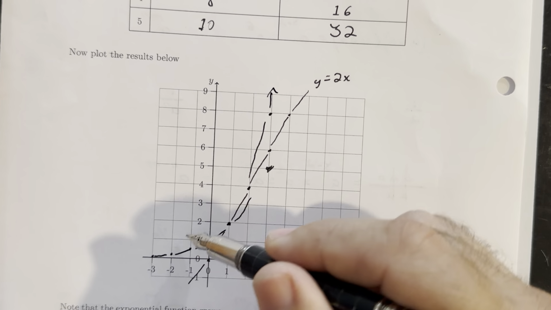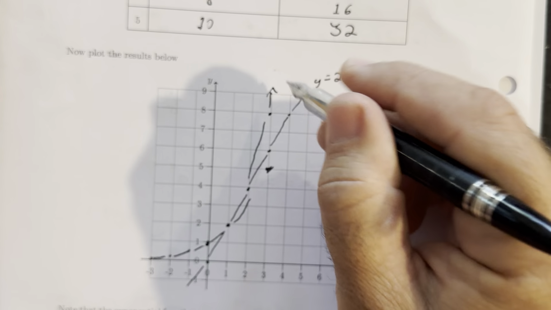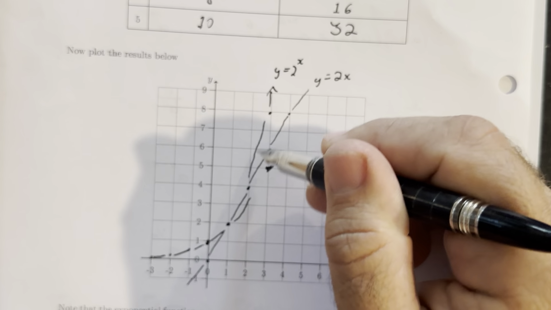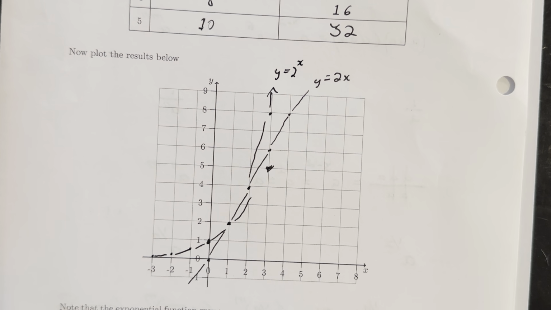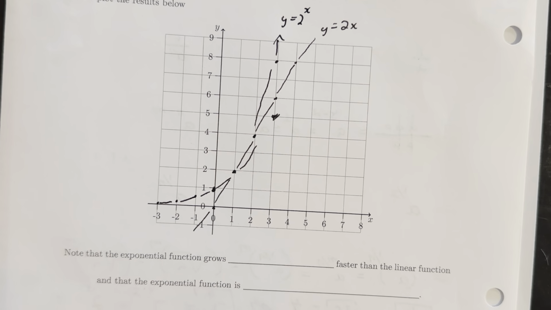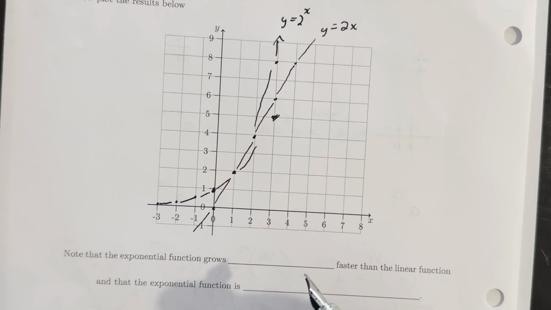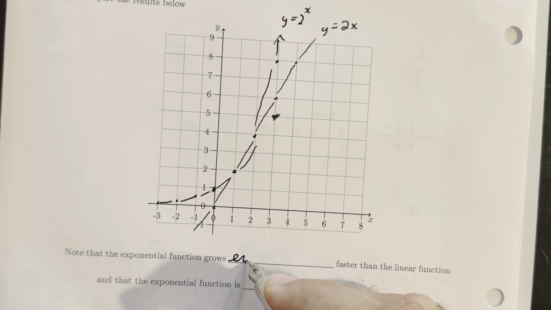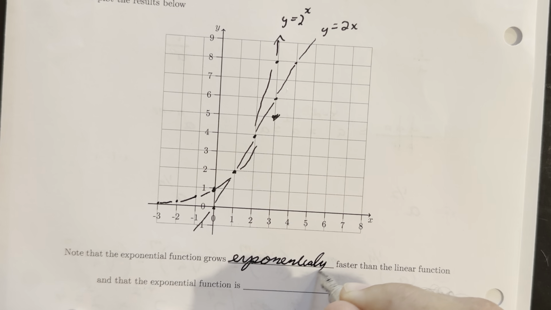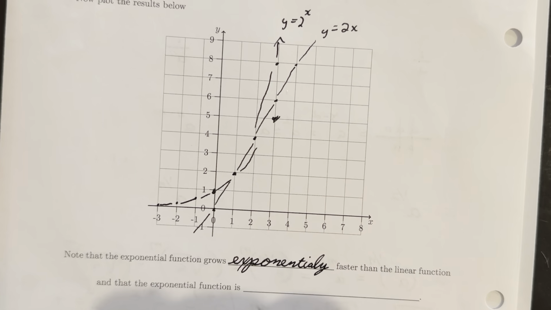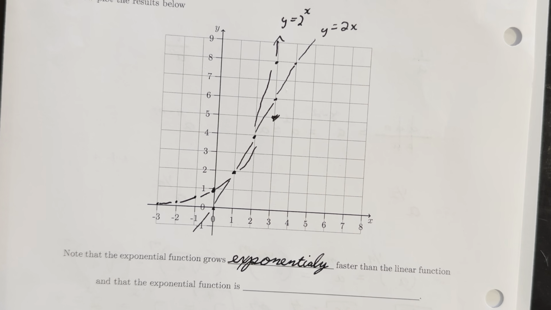And so you can see from the graph, as we move to the right, y equals 2 raised to the x is shooting off the page much sooner than 2 times x. So here at the bottom, note that the exponential function grows exponentially faster than the linear function. Note that in English, when we use the words exponentially faster, we just mean something is moving so much faster than something else that the human mind can't even comprehend it.